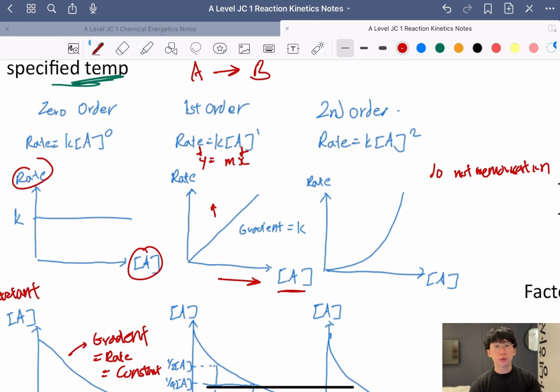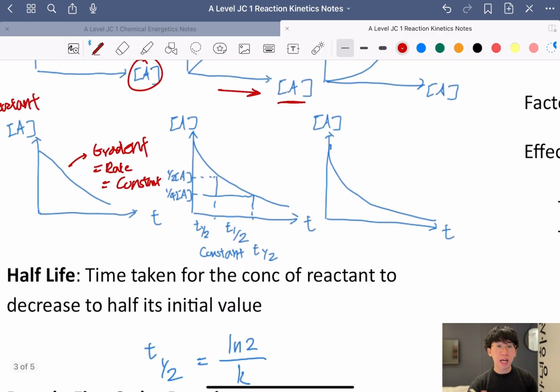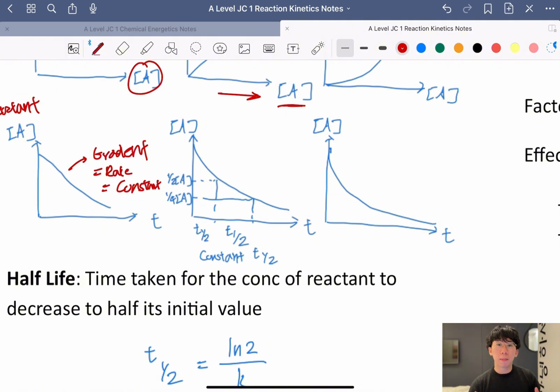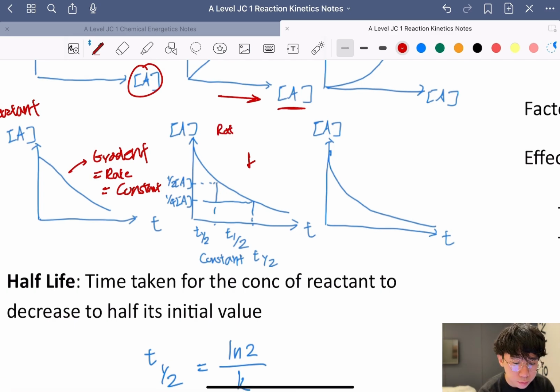Now we move on to the concentration versus time graph. What's unique about this graph is that while the concentration of A, the reactant, will decrease as time proceeds as expected, it would decrease not linearly, because the gradient of this graph, the rate, decreases as time increases.